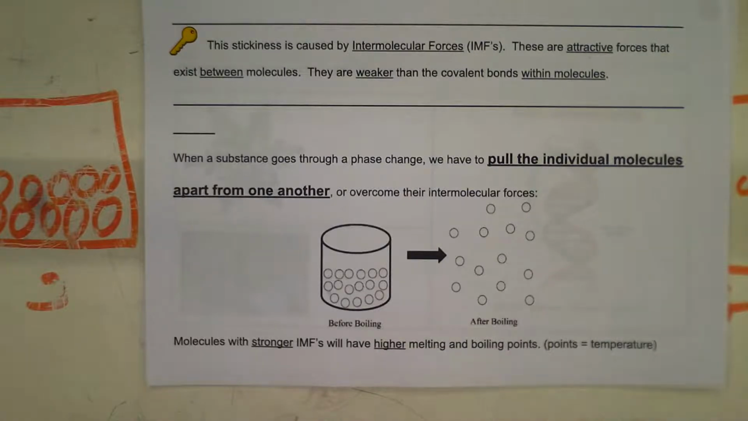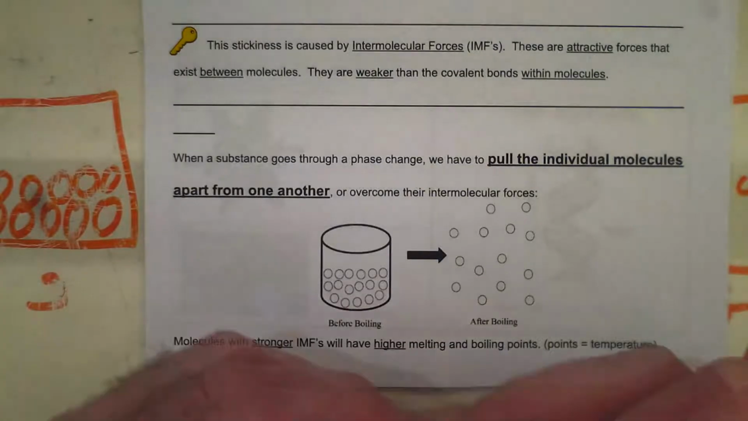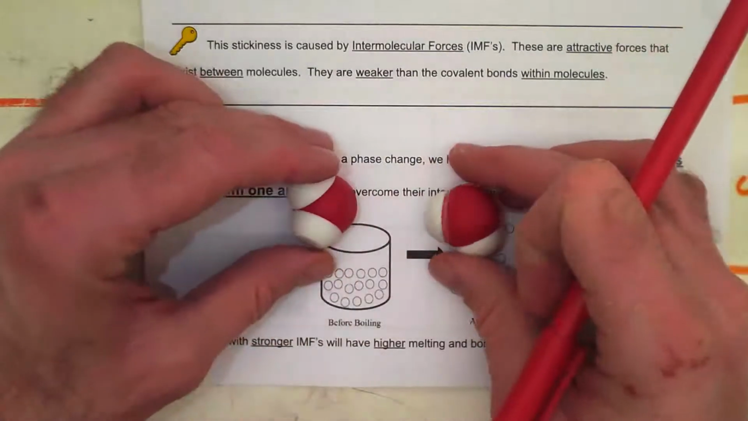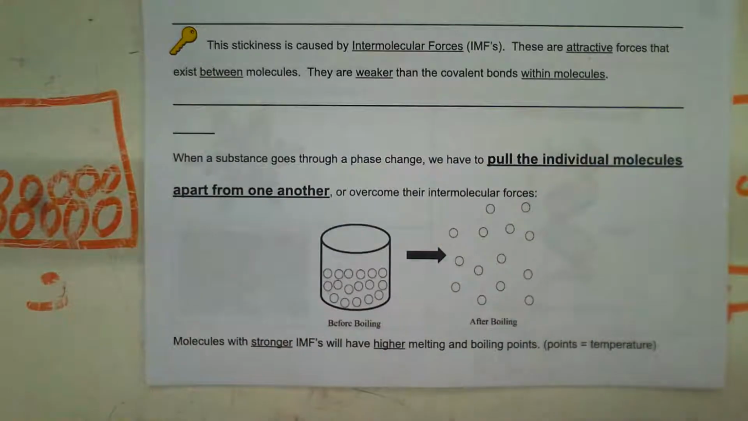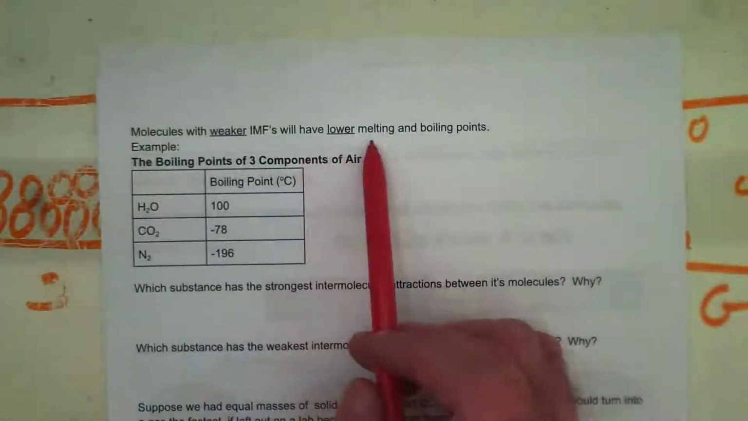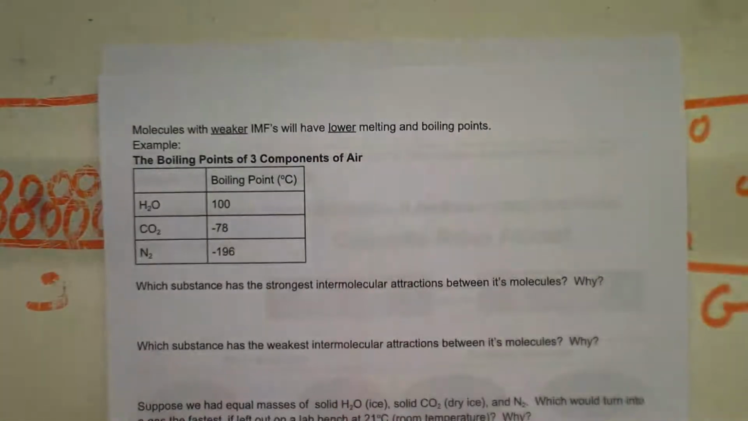Again, water is super sticky for a molecule its size, and therefore you have to put a lot of energy in to pull it apart, to melt it, and to boil it. Molecules with a weaker intermolecular force have lower melting and boiling points.